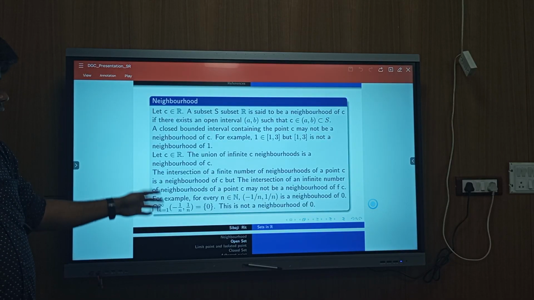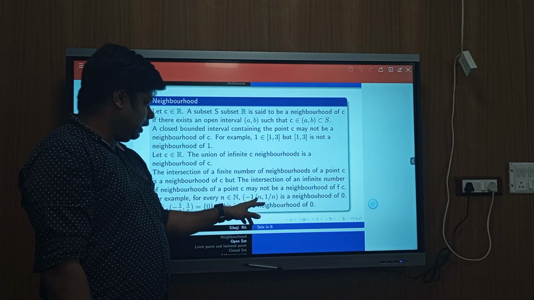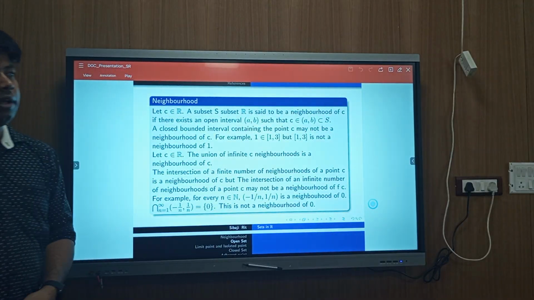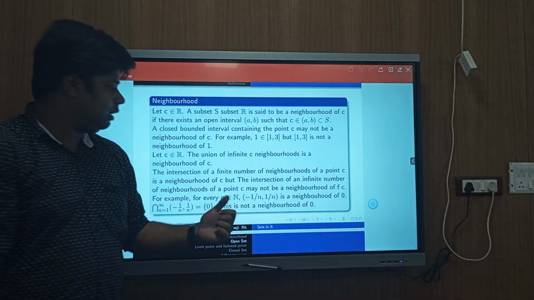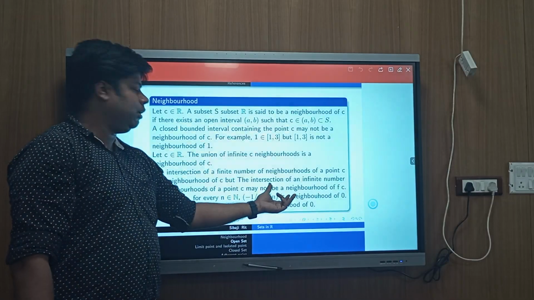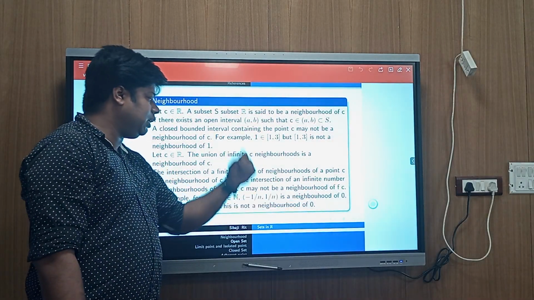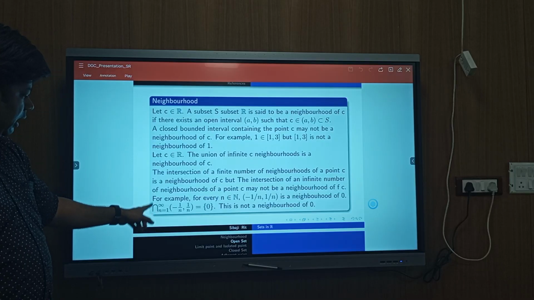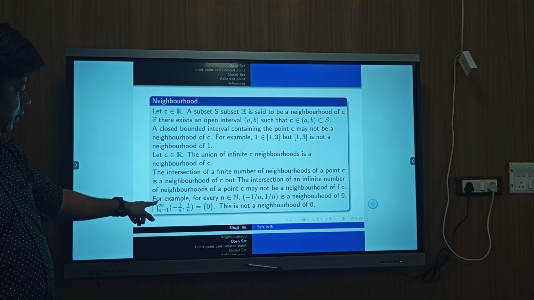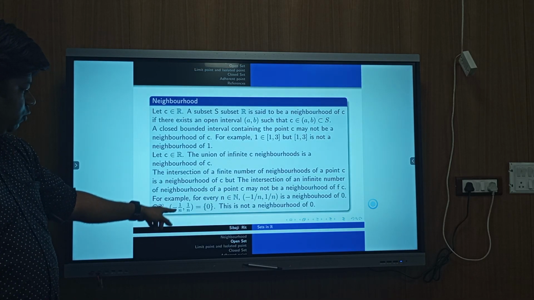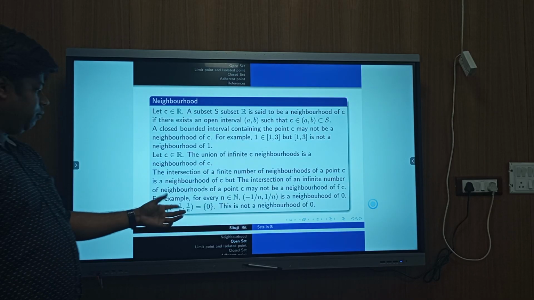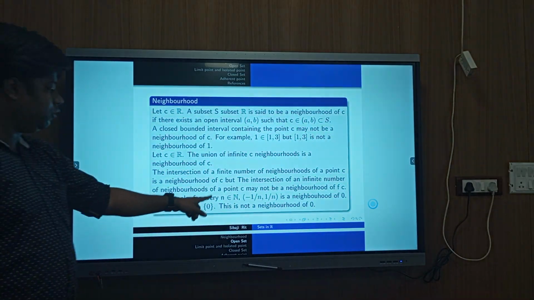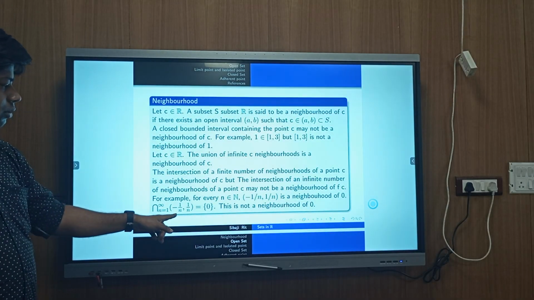For example, we choose the open interval (minus 1 by n, 1 by n). This is a neighborhood of 0 for all n. This is the collection of neighborhoods of 0. But we see that the intersection over n equal to 1 to infinity of the open intervals (minus 1 by n, 1 by n) equals {0}, a singleton set. This is not a neighborhood of 0.